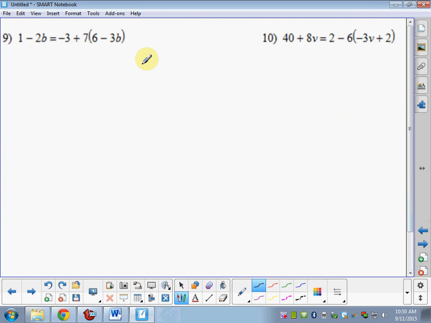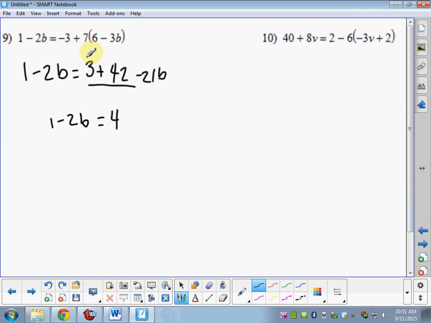In number 9, my eyes are drawn to this first, so I know I'm going to have to distribute. So I'm going to automatically bring down the left side of my equation. Bring down that 3. And now 7 and 6 make 42. 7 and negative 3b make negative 21b. I now see that I need to combine these two numbers. So again, the left side's going to come down. Negative 3 and 42, excuse me, negative 3. I thought I did something wrong. I did not see that negative. That negative comes down. So that's actually going to be 39 minus 21b.